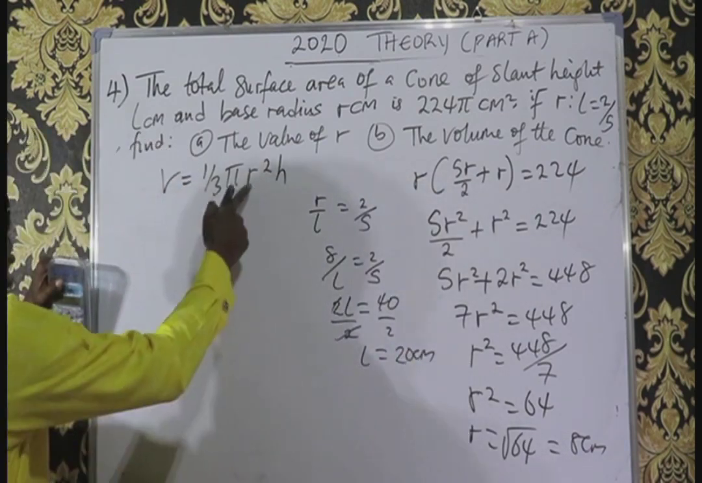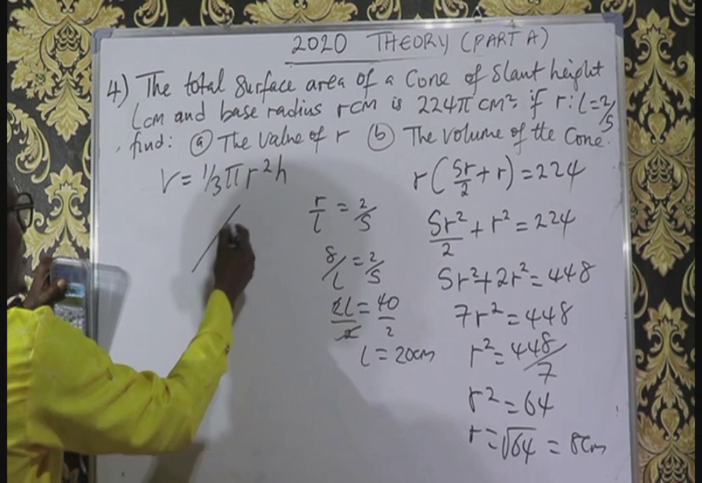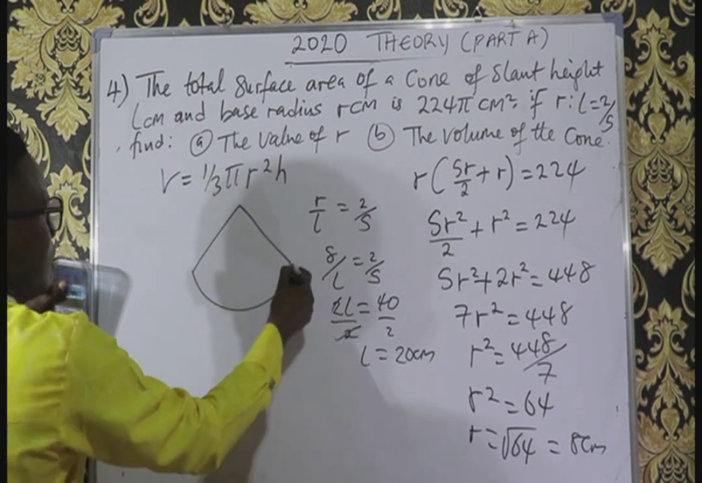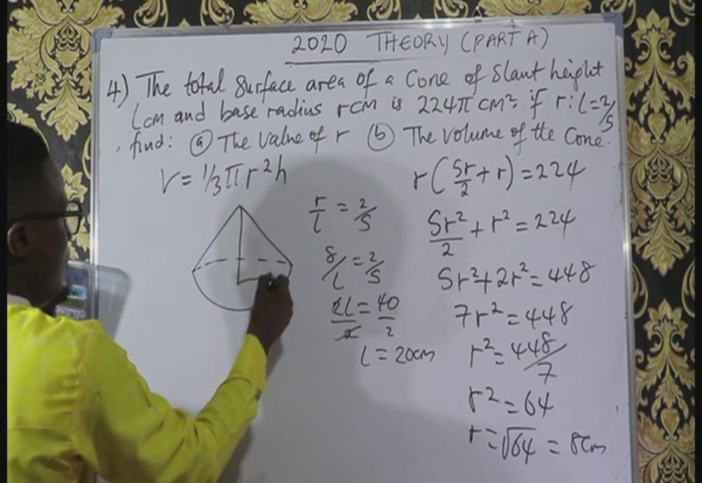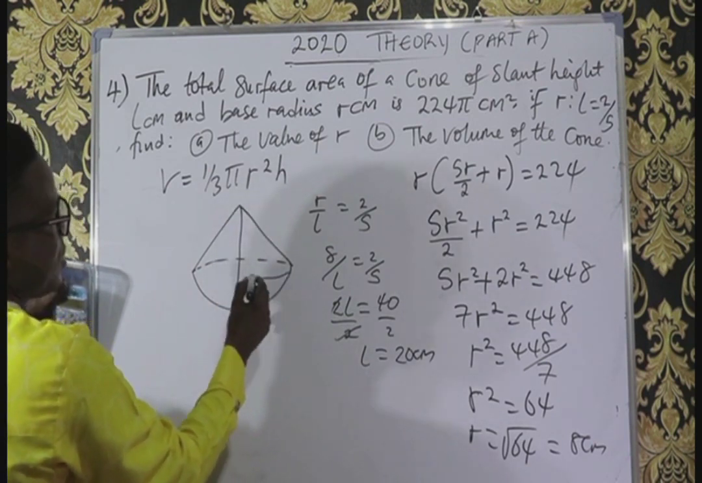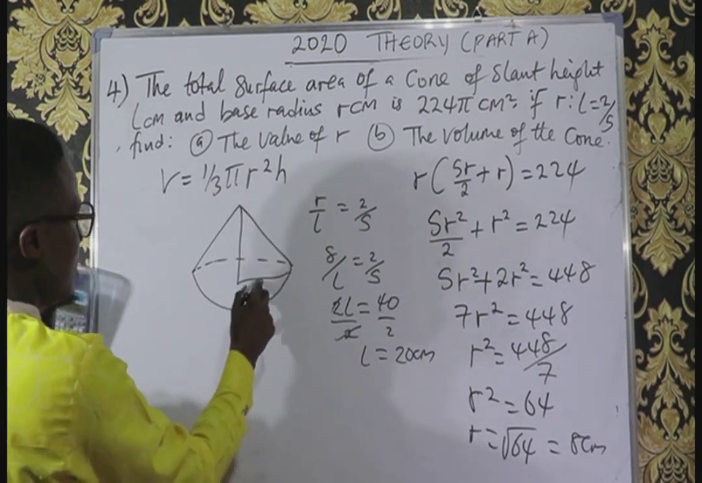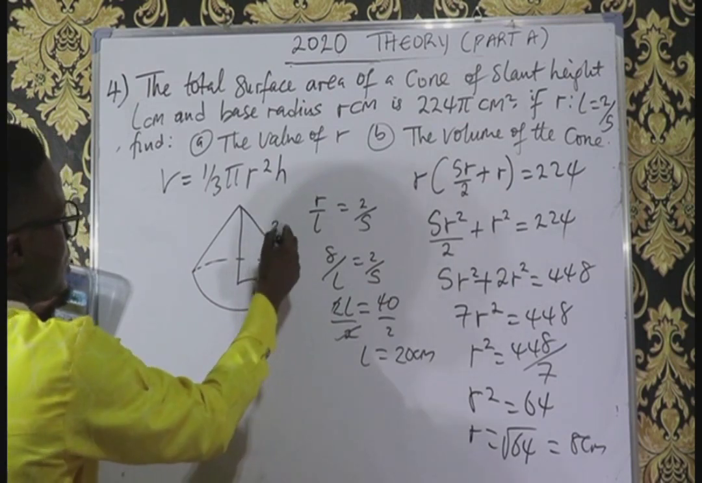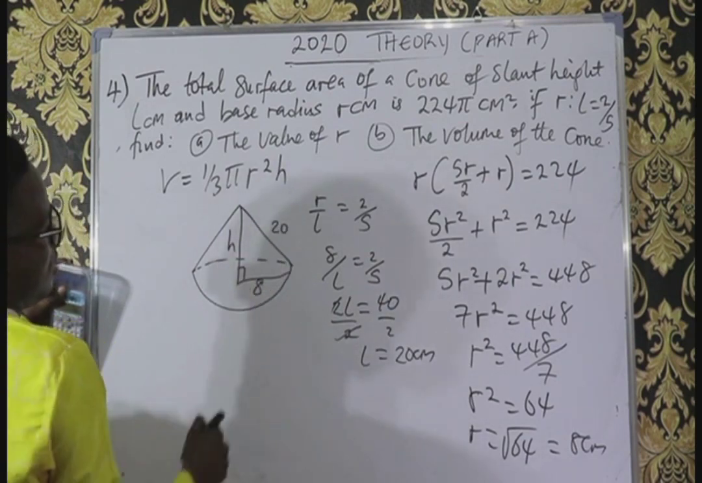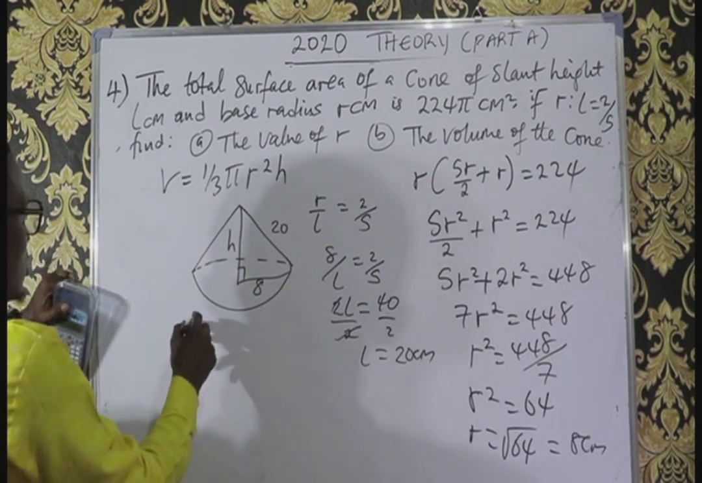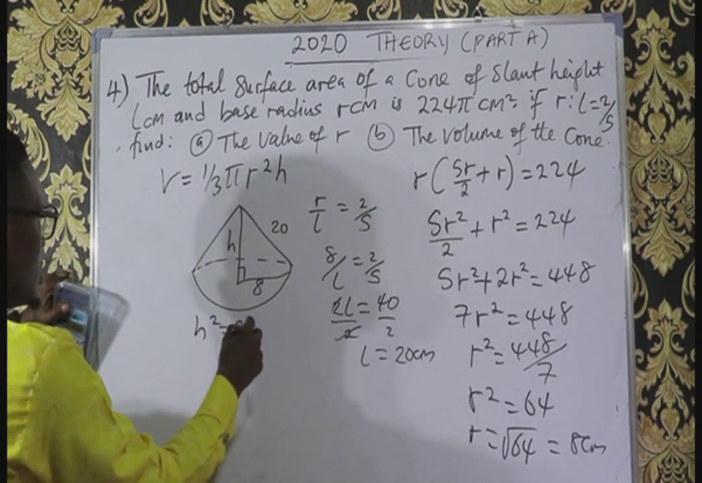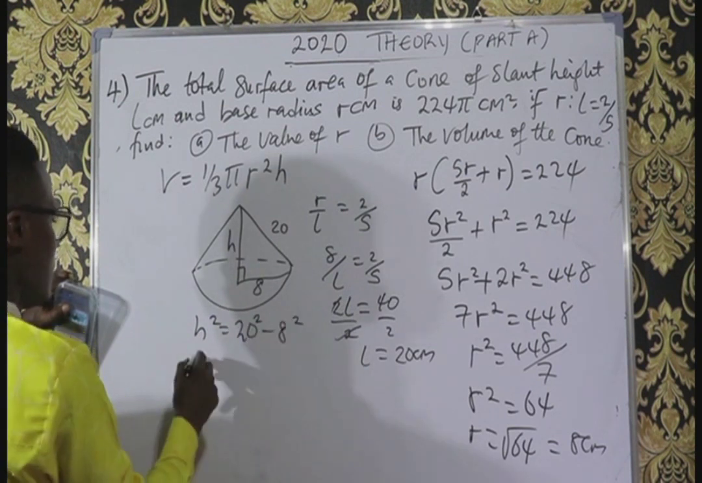We need the height of the cone here. If you have the cone like this, this is the radius. Our radius is 8 cm. The slant height is 20, and the height we don't know. This has formed a triangle where you can use Pythagoras' theorem. So h² is equal to 20² minus 8².